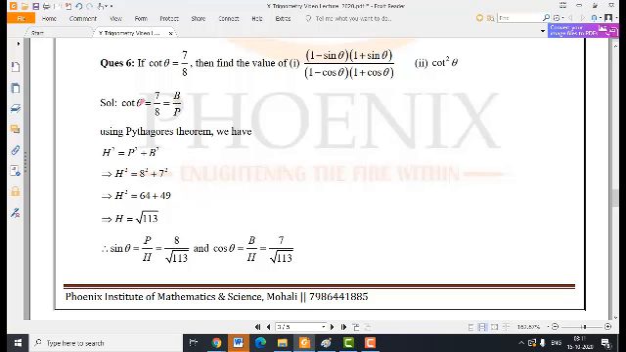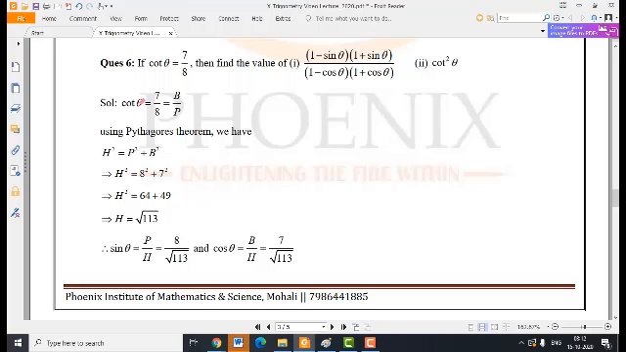What else do I need? I need the hypotenuse of the triangle. So h square equals p square plus b square. Again using Pythagoras theorem, find the value of h square and then h. So what is h square equal to? It is 8 square plus 7 square. That means h square equals 64 plus 49 and that means 113. So h is going to be root of 113.